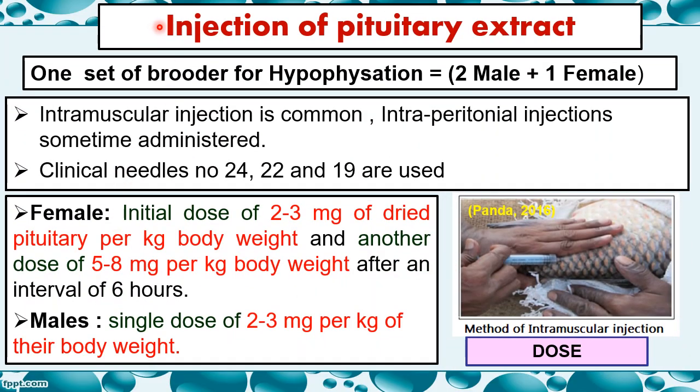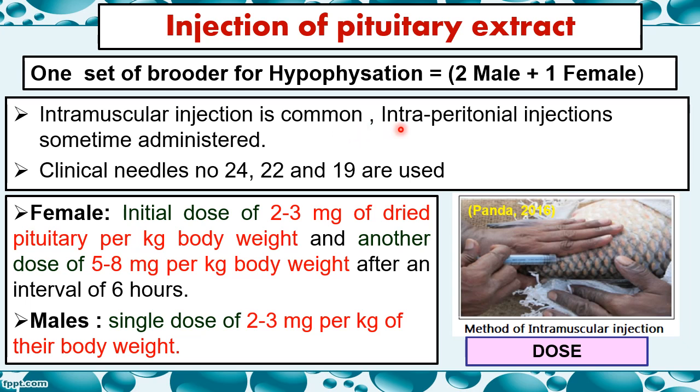The most important step of hypophysation is injection of pituitary extract. For each set of breeders for hypophysation, two males are selected against one female. That means males and females are selected in the ratio of 2:1. Intramuscular injection is most common.